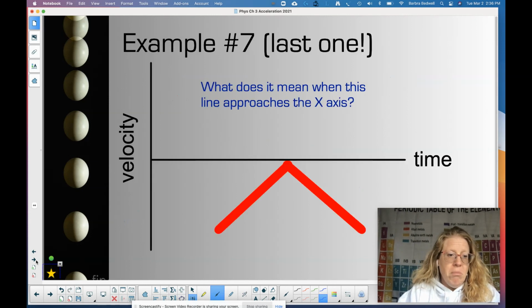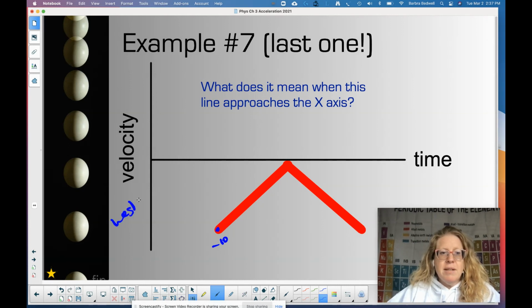I think I have one more. Yep, here's our last one. Okay, so again, another kind of misleading, weird looking graph. What does this mean? So here we are at -10 meters per second, right? So we're going west. And now what's happening on this graph? What's happening to our speeds? Starting at -10, and now our speed is approaching 0 meters per second.